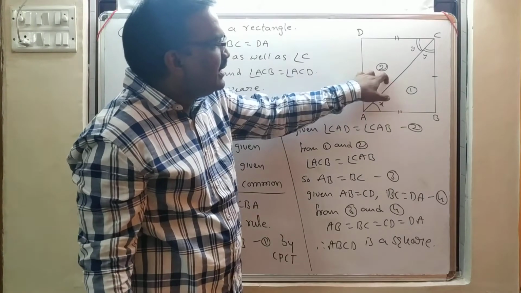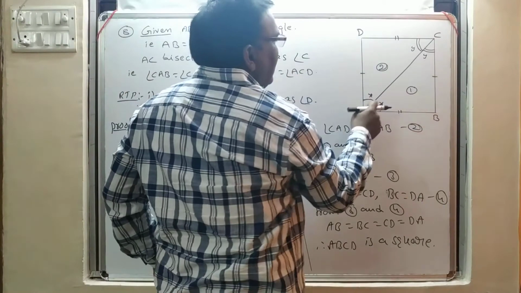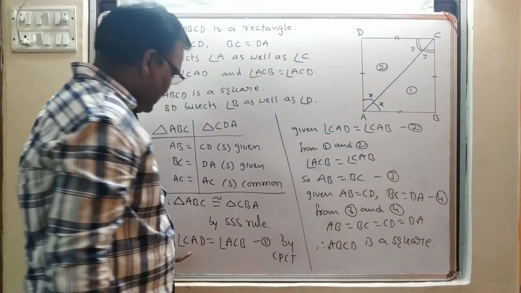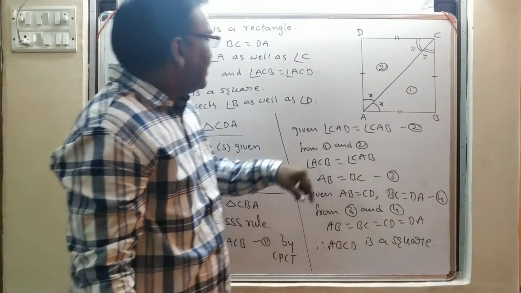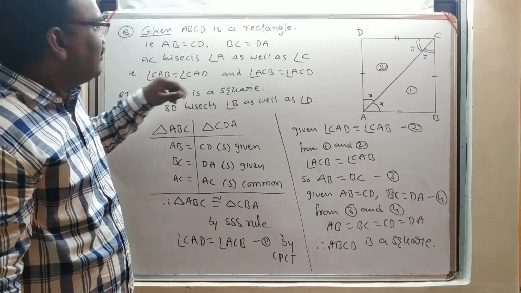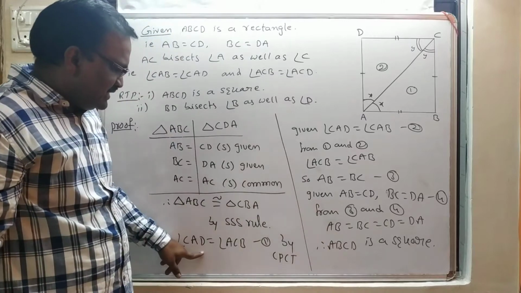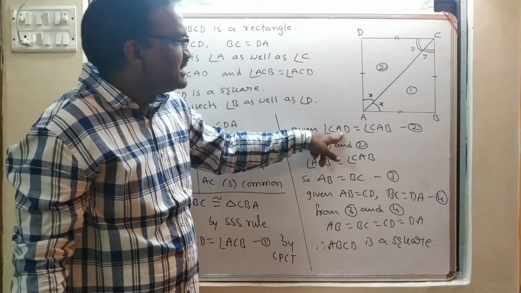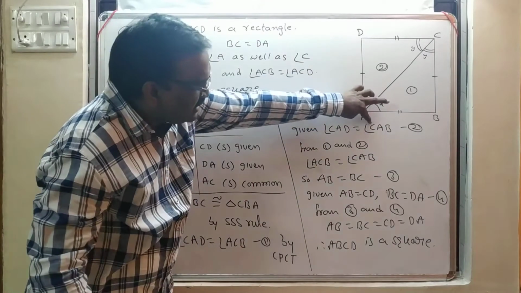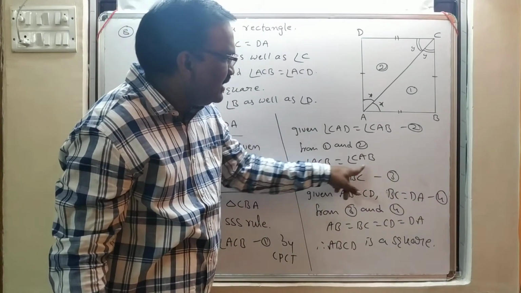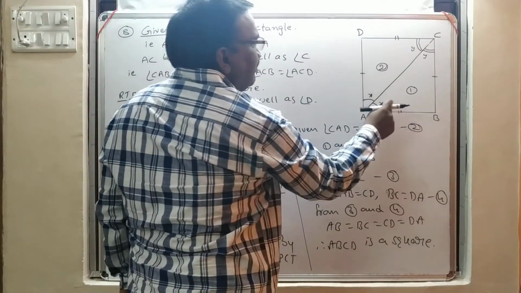Once the triangles are congruent, their corresponding parts are equal. So angle CAD, this angle, is equal to this angle. Angle CAD is equal to angle ACB. These two angles are equal. But what is given? Angle CAD is equal to angle CAB. From 1 and 2, the LHS are the same, so equate the RHS. So angle ACB is equal to angle CAB.